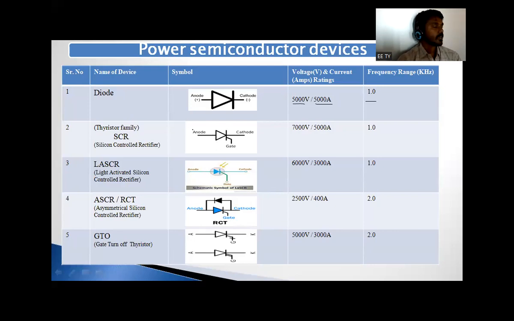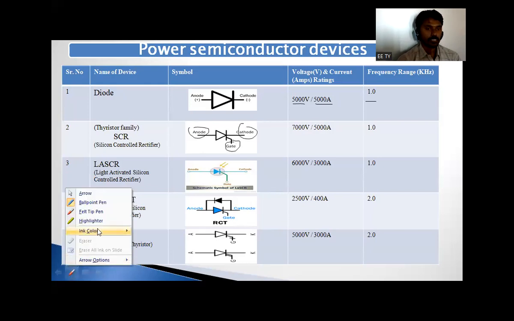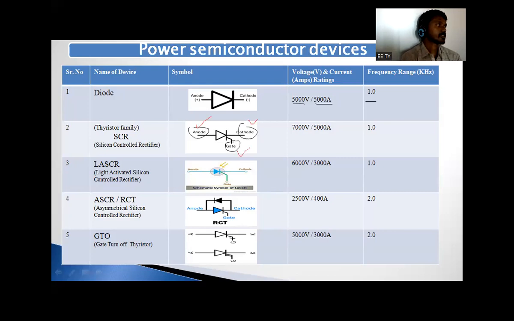This is the SCR and it has three terminals: anode, cathode, and gate. This is the symbol of the SCR. Anode, cathode, and gate means how many terminals are there for SCR? Three terminals. Clear? And what are the voltage rating and the current rating of the SCR? 7000 volts is the maximum voltage rating of the SCR, 5000 amperes, and 1.0 kilohertz frequency range.